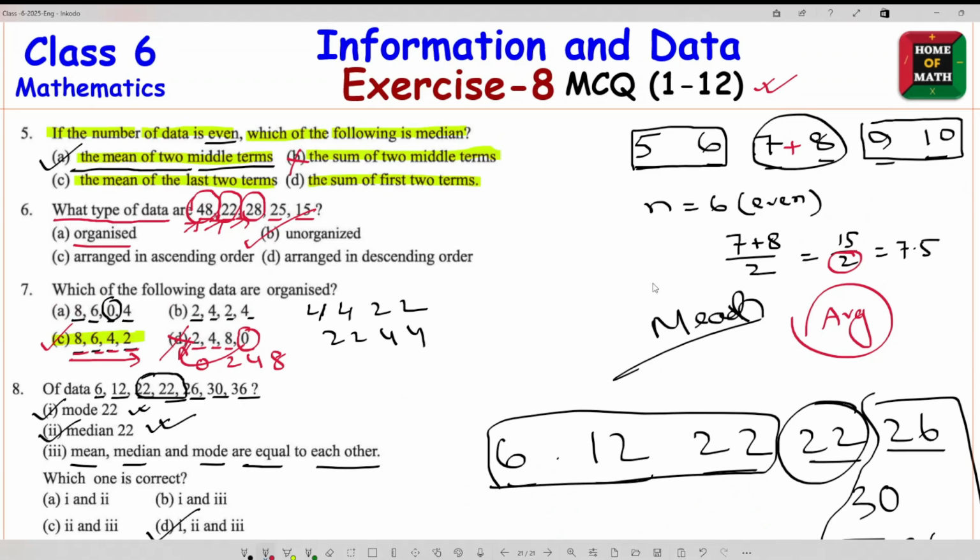So MCQ 1 to 12 we are trying to solve very smoothly. Thank you very much for being with me. Number 13 we will start in the next video. That time we will discuss more deeply.